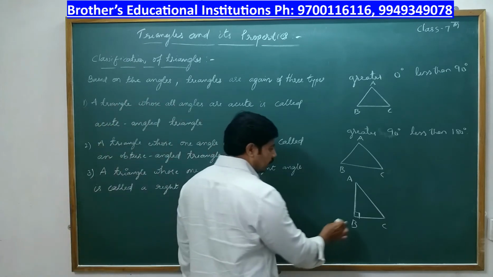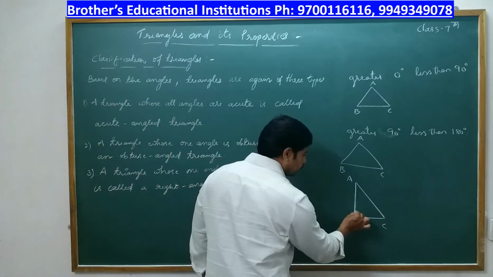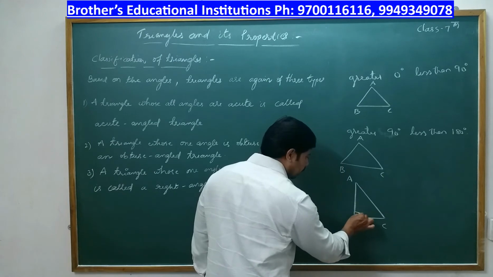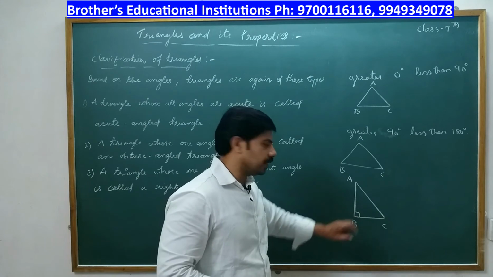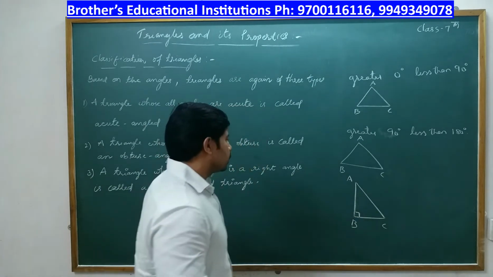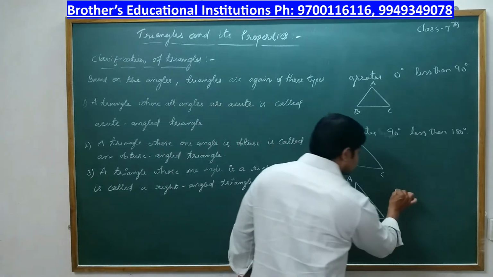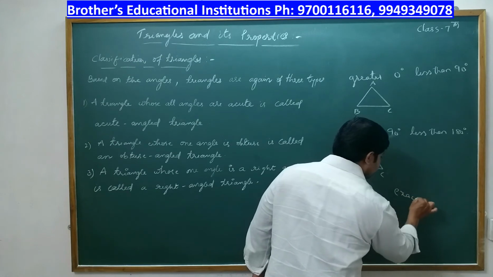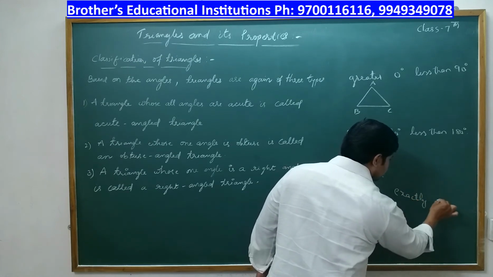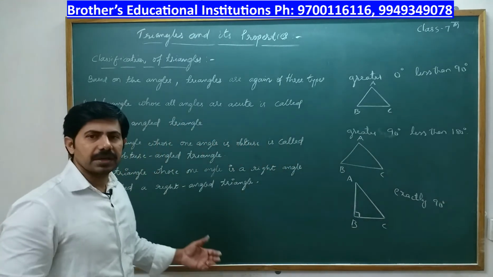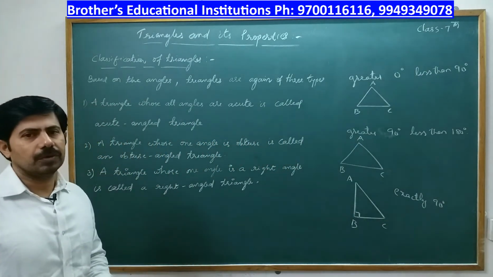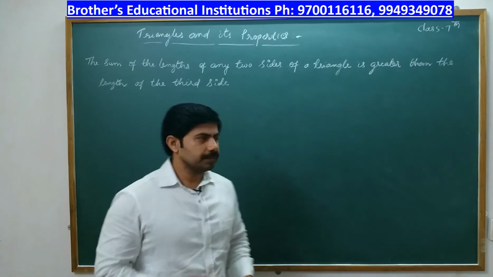Generally, whenever we represent 90 degrees, we mark it with this mark. This is 90 degrees; we have to represent 90 like that. So one angle should be exactly 90 degrees, only one angle. Then we say the triangle is right angle triangle. Note down. Okay, next one.